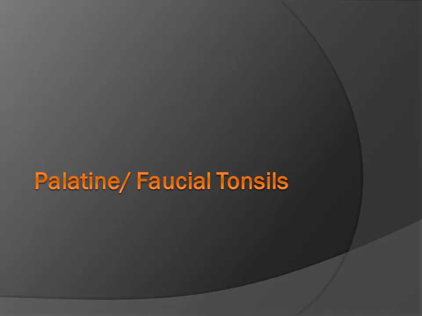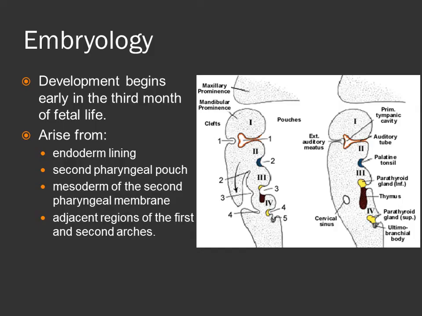Palatine tonsils, or commonly addressed as tonsils, are ovoid mass of lymphoid tissue situated in the lateral wall of oropharynx, that is the tonsillar fossa. Palatine tonsils develop in the second pharyngeal pouch.